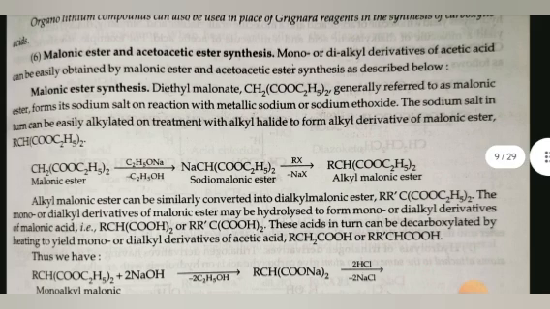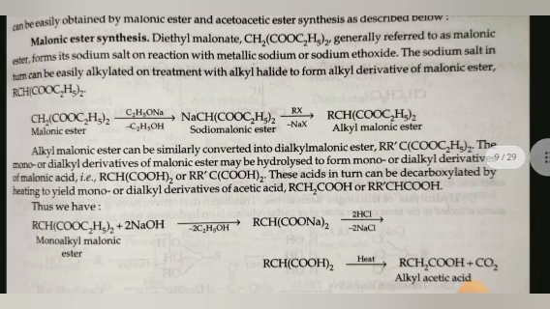Malonic ester or acetoacetic ester synthesis. Mono or dialkyl derivatives of acetic acid can be easily obtained by malonic ester or acetoacetic ester synthesis as described below. Malonic ester synthesis. Diethyl malonate, generally referred to as malonic ester, forms its sodium salt on reaction with metallic sodium or sodium ethoxide. The sodium salt in turn can be easily alkylated on treatment with alkyl halide to form alkyl derivative of malonic ester. Malonic ester in the presence of C2H5O- and Na+ gives rise to sodium malonic ester, which in the presence of RX gives rise to alkyl malonic ester.